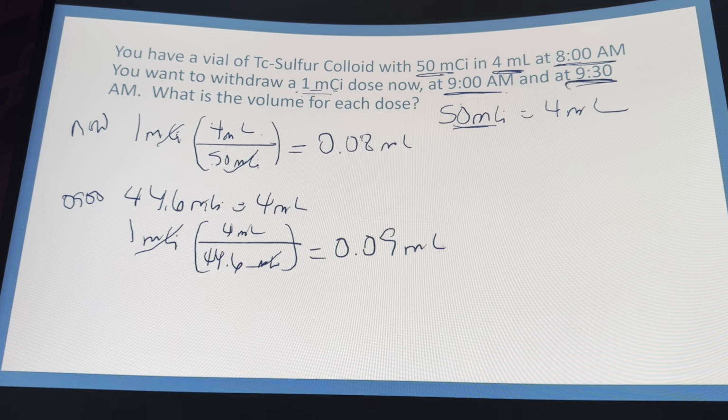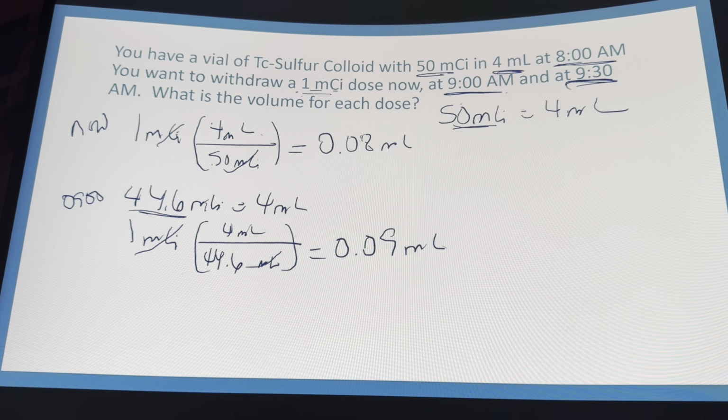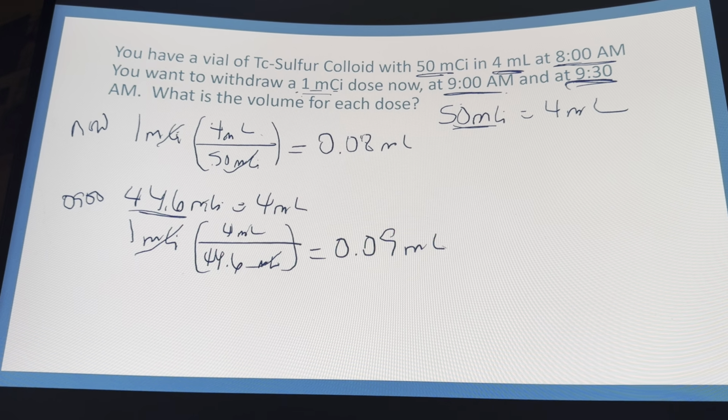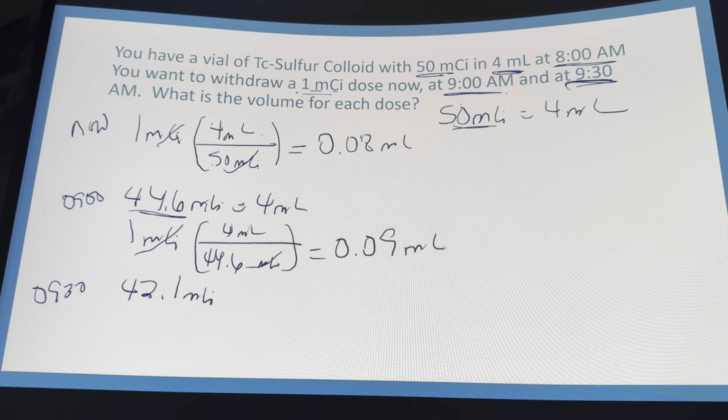Now my next one, 9:30. Well, at 9 o'clock I have 44.6. The 30-minute decay factor is 0.944. So all I have to do is take that 44.6 times 0.944. Now at 9:30, I have 42.1 millicuries in 4 ml.